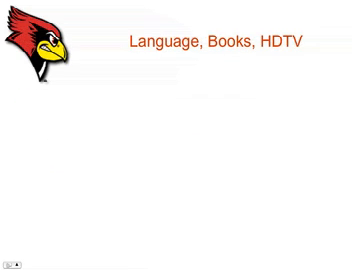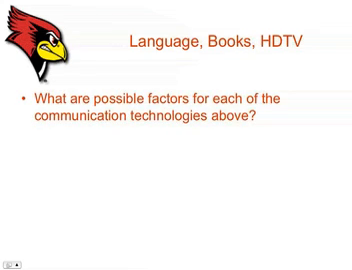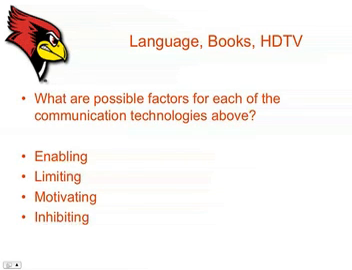Language, books, and high-definition television represent the 3 areas of human history, with different types of communication technologies being the prominent ones. So think about possible factors for each of the communication technologies above in terms of enabling, limiting, motivating, and inhibiting. Take a moment and think about what language, books, and HDTV have for enabling, limiting, motivating, and inhibiting factors.